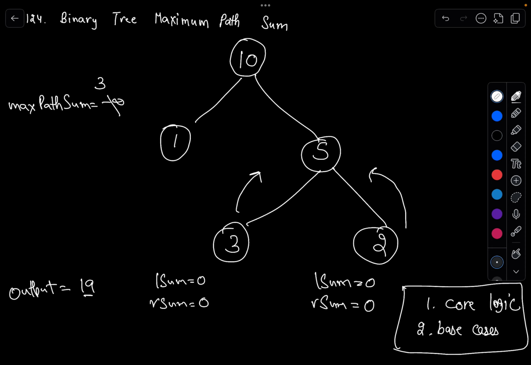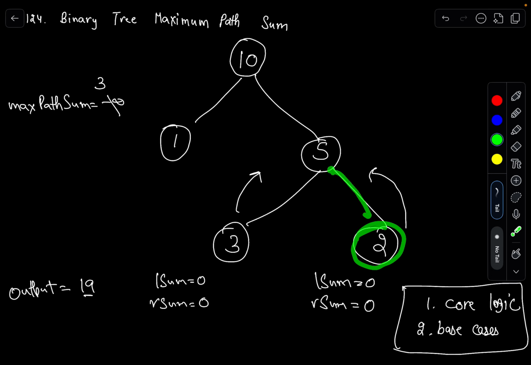Now see, what should we return from here? And what should we return from here? We need to return some value to our parent so that we help our parent to find the maximum path sum, right? So you have to think here: when I'm standing at this particular node, what should I return to my parent?